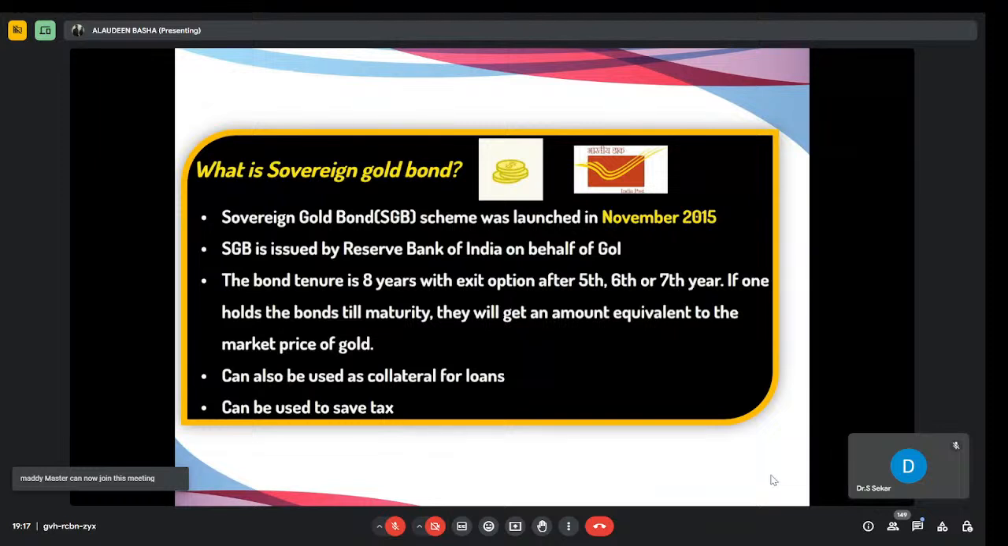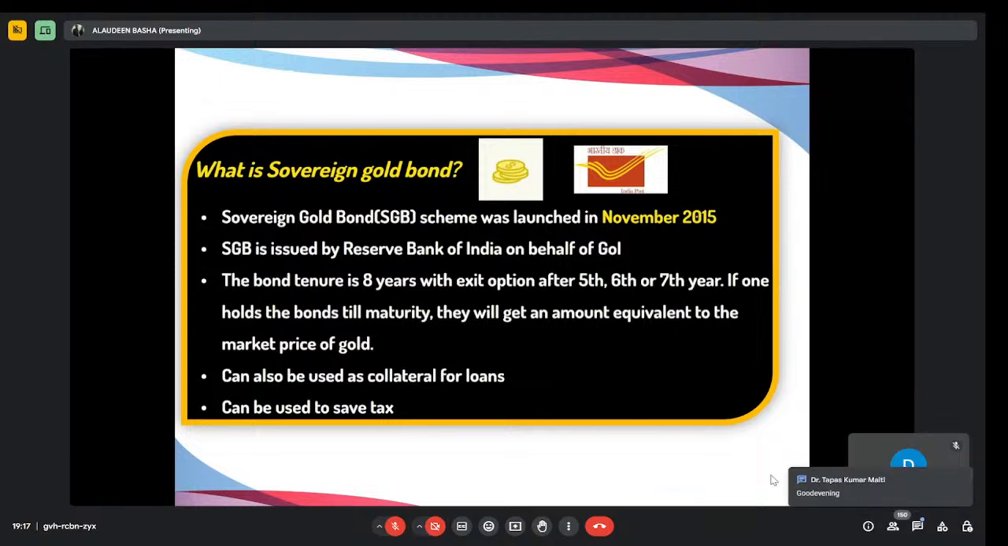It is issued by the RBI. Maximum tenure period is 8 years. You can just fix it. Okay, and the main advantage of this investment is you can get a loan by putting the SGB as collateral. Okay, and also it can be useful for saving your tax.